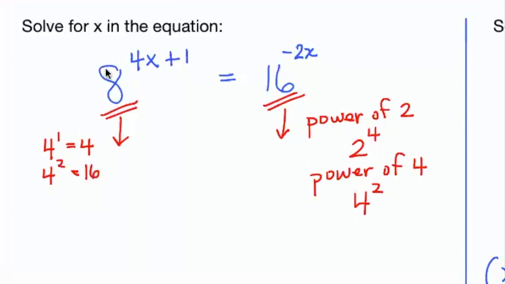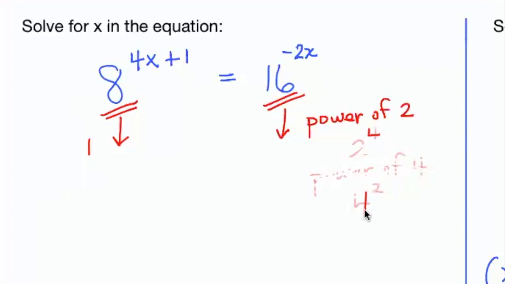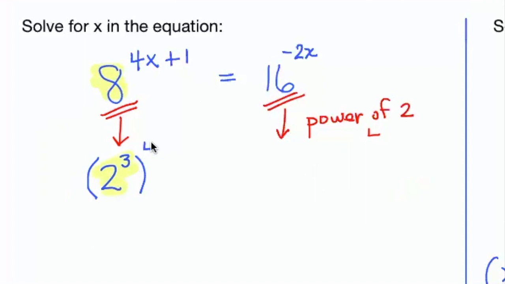I'm not going to be able to rewrite 8 as a power of 4. So instead, I'll consider the other option, which is to rewrite it as a power of 2. This is a possibility. 8 is actually the same as 2 cubed, 2 times 2 times 2. So I am rewriting 8 as 2 cubed, and I bring the original exponent that was on the 8 and put it on my new version of 8.